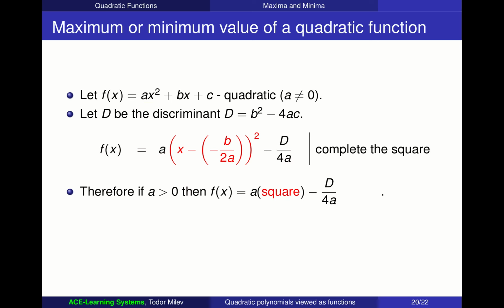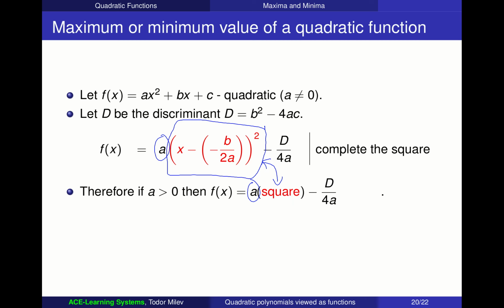And then, how did we conclude in the preceding example that we actually had the lowest point on the graph of the quadratic? Well, let's think about it. We had an expression of the form a times (x minus b over 2a) squared. But what's important is that this expression here is a square. So I'm having a times a square minus d over 4a. Right? So that's the situation that I'm at.